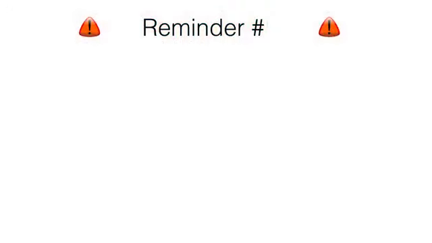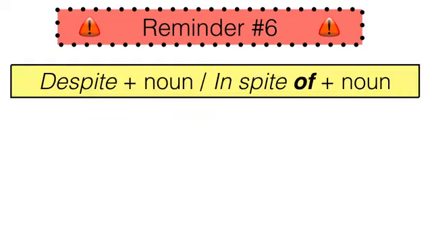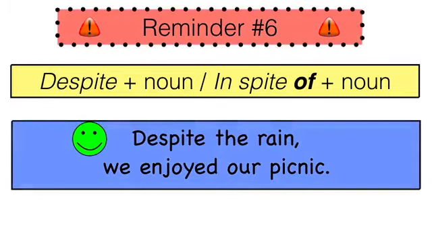Okay, let's move on to the last reminder. One other error that learners may make is forgetting that although despite and in spite of mean the same thing and are both prepositions, in spite includes the preposition of, but despite does not. So you can see in this example, of is not necessary. Despite is simply followed by a noun. So let's go ahead and take that out. Despite the rain, we enjoyed our picnic. Much better.